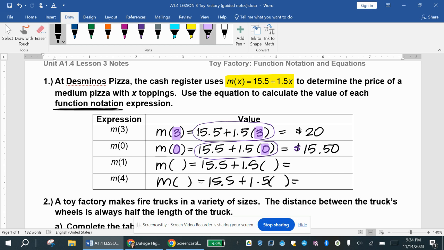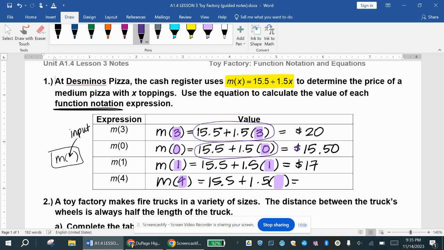If you remember, the cash register was able to calculate these super quickly because it already had the equation programmed in. So to find m of 1, it would have already had the price of the medium pizza in there. I don't know if you guys remember, all you had to push was the medium button, right, for the medium pizza, and then for the input, you had to type in the amount of toppings. Okay, so this should be $17, right?